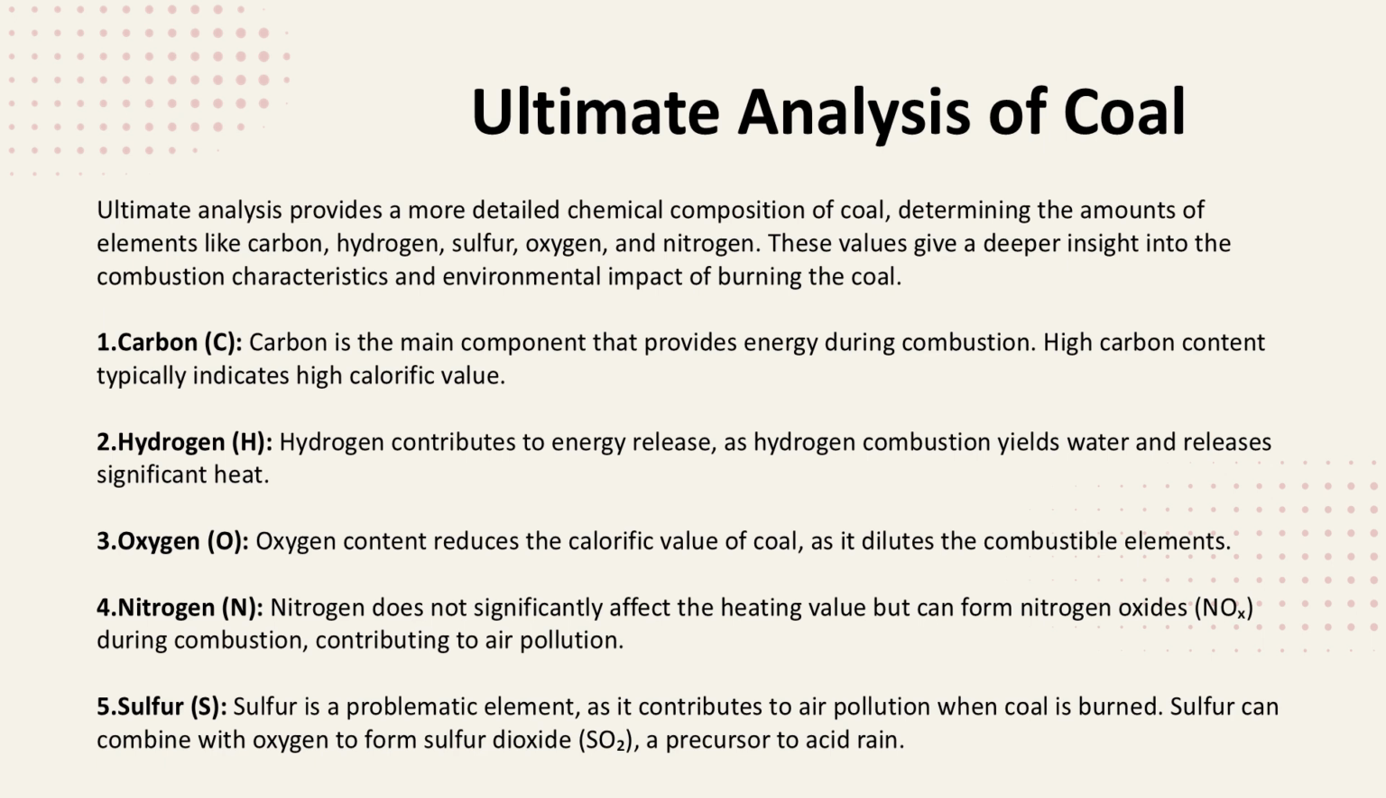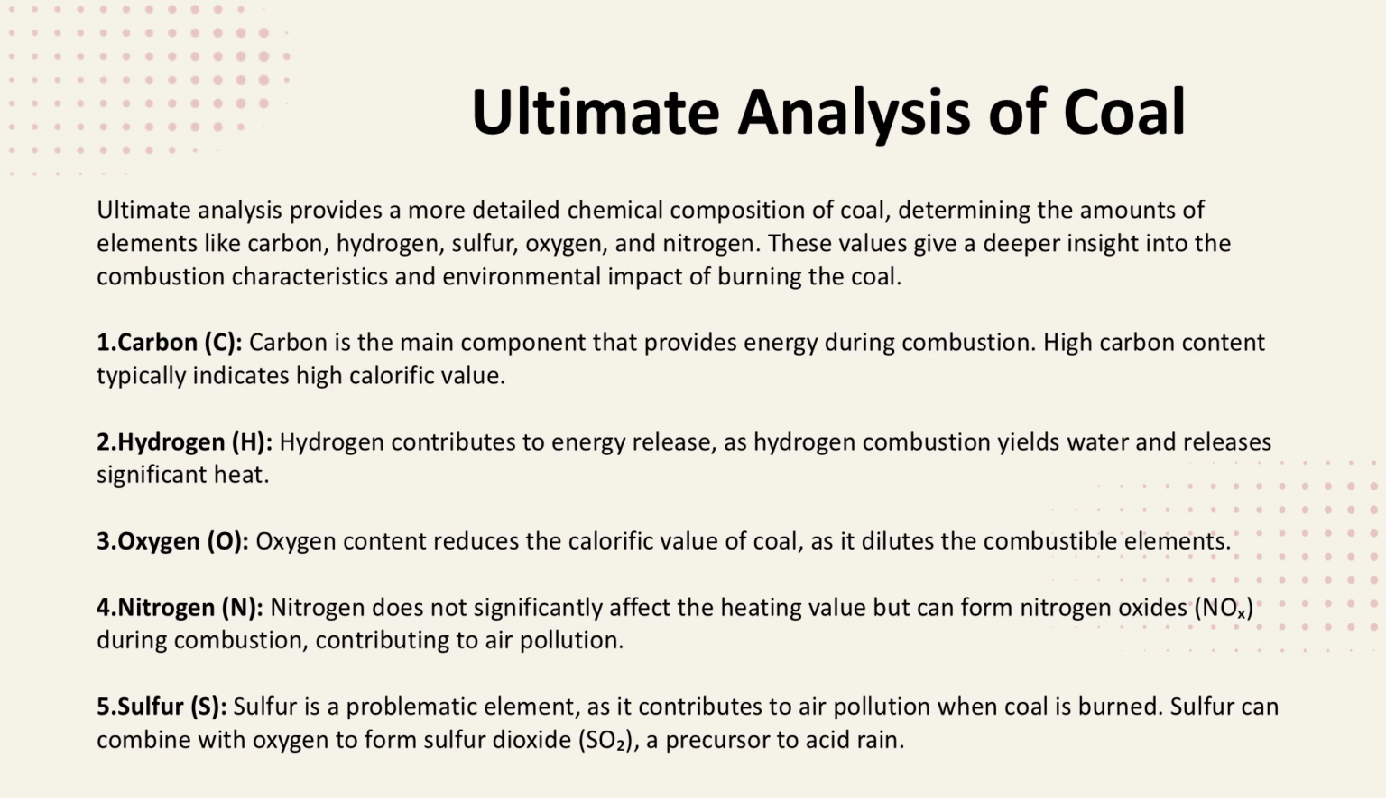Now, let's move on to the ultimate analysis, which provides a deeper understanding of coal's chemical composition. Here's what it measures. Carbon, the main element responsible for providing energy during combustion. High carbon content means higher calorific value. Hydrogen also contributes to energy production when it combusts, releasing heat and forming water. Oxygen. Higher oxygen content reduces calorific value because it dilutes the fuel.